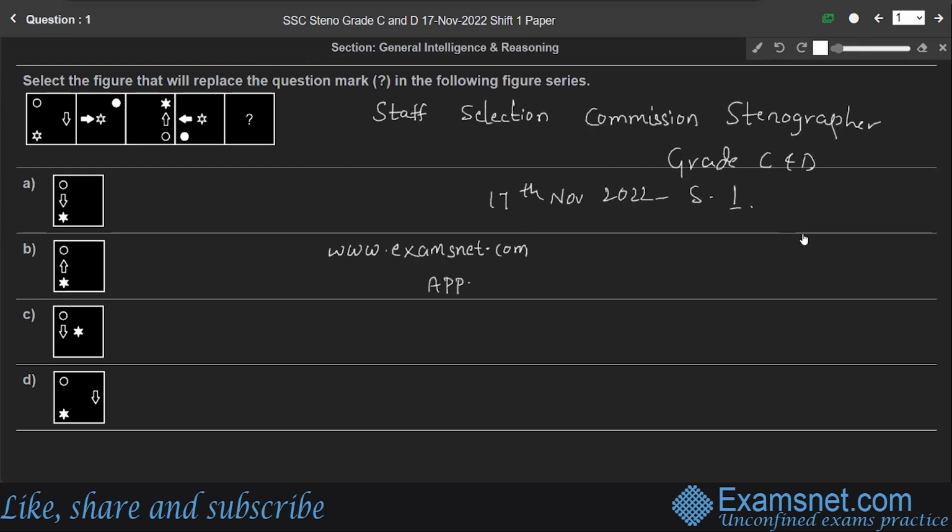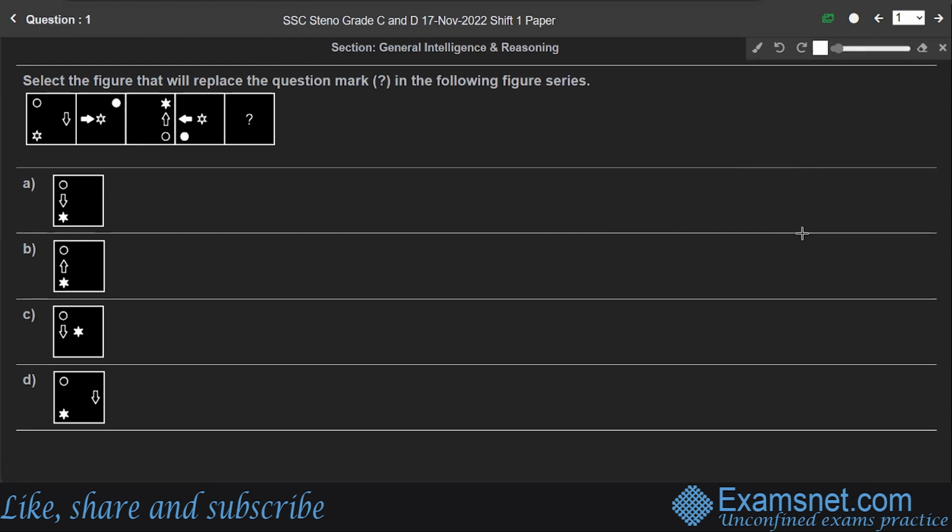Let's begin with question number 1. Select the figure that will replace the question mark in the following figure series. So the given series has 4 figures: first, second, third, and fourth figure. We need to find the fifth one, right? So to find that, let us consider the first figure. The first figure has 3 small figures: one is circular, another is an arrow mark, another is a star mark.